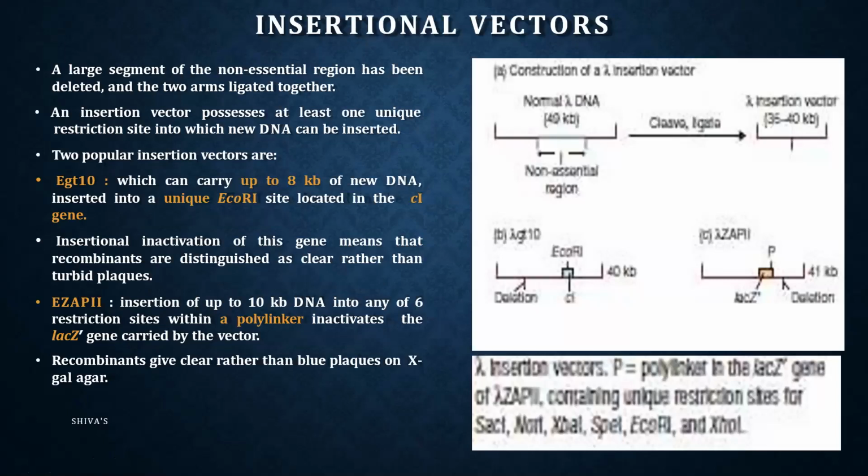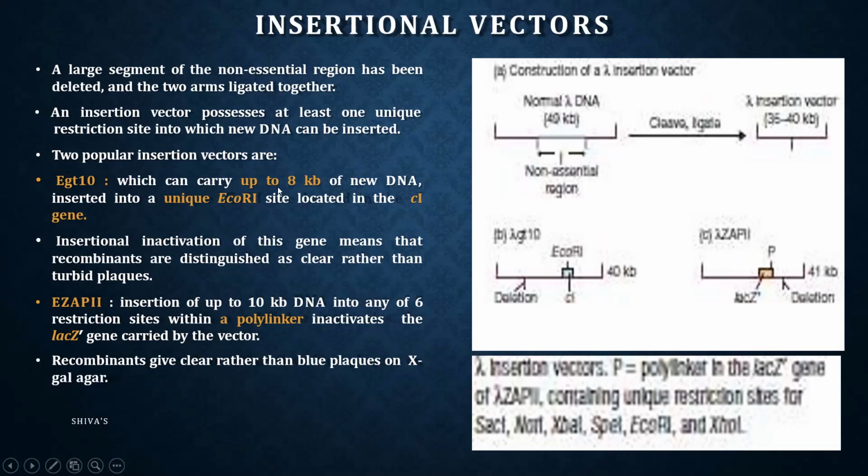So first, the insertional vectors. In insertional vectors, a large segment of a non-essential region has been deleted, with the two arms ligated together. The insertional vectors possess at least one unique restriction site into which new DNA can be inserted. There are two popular insertional vectors, that are λgt10 and λZAP2.